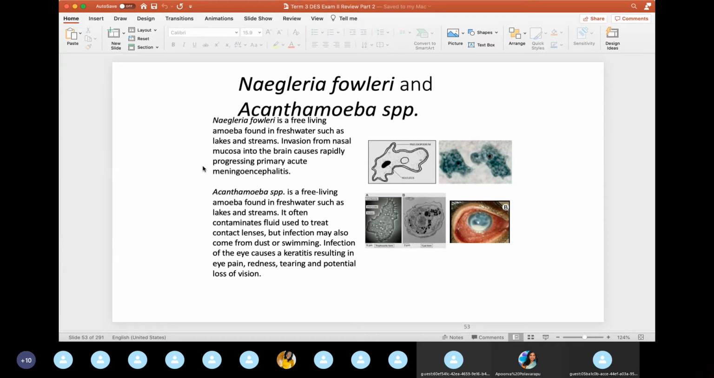Next, another one is Acanthamoeba. Acanthamoeba species. It is found also in freshwater, such as your lakes and streams. High yield. It contaminates your what? If you're using something for your contact lenses, the liquid, right? It contaminates that one. So that's high yield. It contaminates fluid used to treat contact lenses. So what? It can cause keratitis, resulting in eye pain, redness, tearing, and loss of vision.